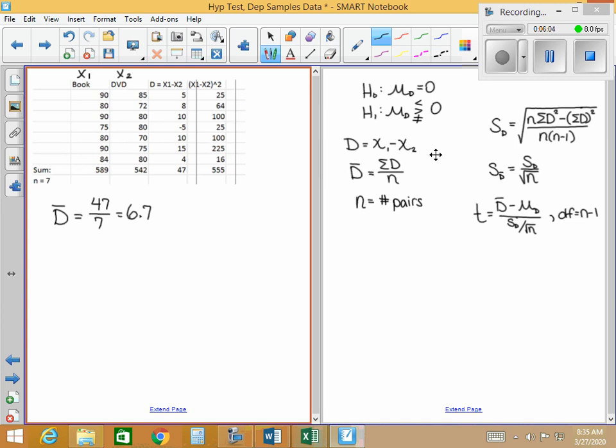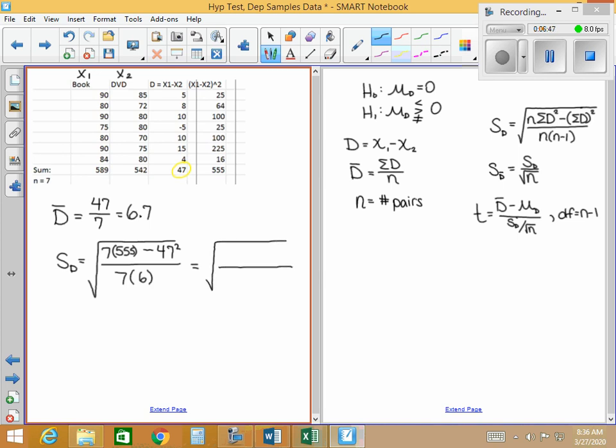If I want the standard deviation of that set of pairs, we need n, which is 7, times the sum of the d squares. d squared was that far right column. That adds up to be 555. We're going to subtract the sum of the d's, that thing, squared. So minus 47 squared. On the bottom we have n and n minus 1. n was 7, 1 less than that is 6.